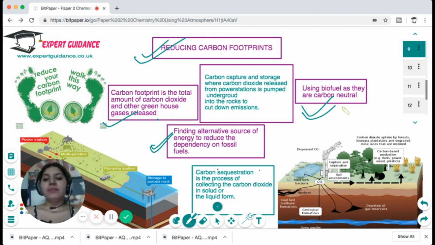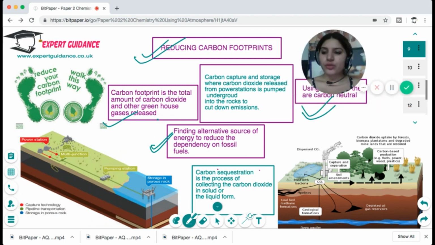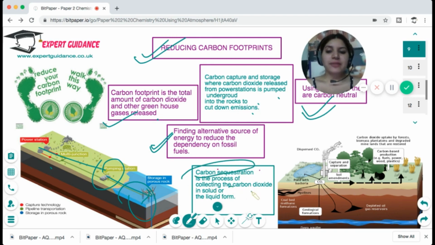Or the very important and very hot thing now is carbon capture and storage. So what do we do in a power station? When the carbon dioxide is released, we pump it underground into the rocks. So in carbon capture and storage, carbon dioxide released from a power station is pumped underground into the rocks to cut down the emission. Or there's carbon sequestration, which is the process of collecting carbon dioxide in solid and liquid forms. You can see in this diagram, the carbon dioxide, rather than getting dispersed, we are depositing into the rocks or pumping into the oceans.